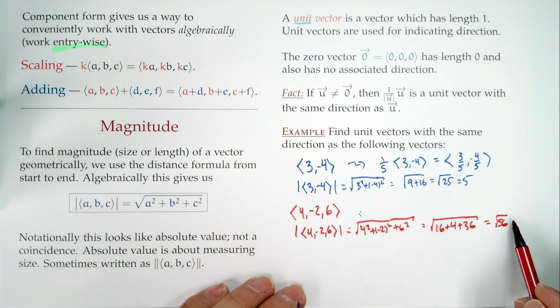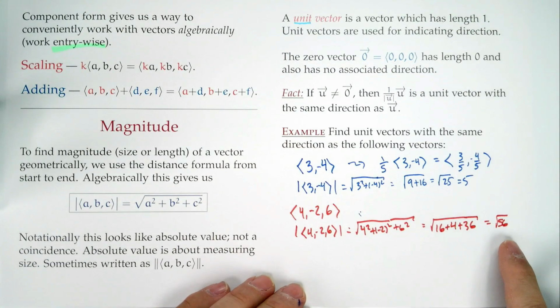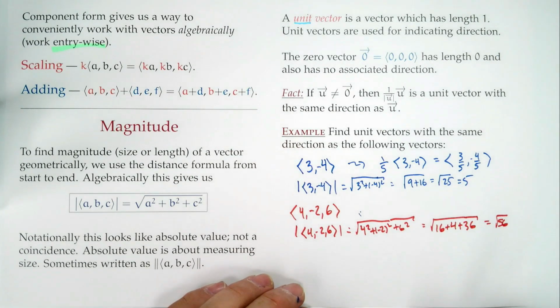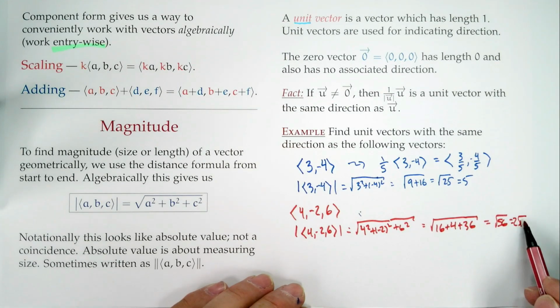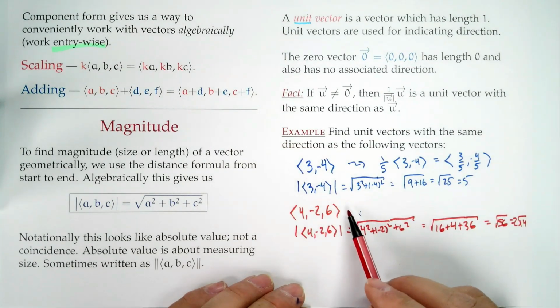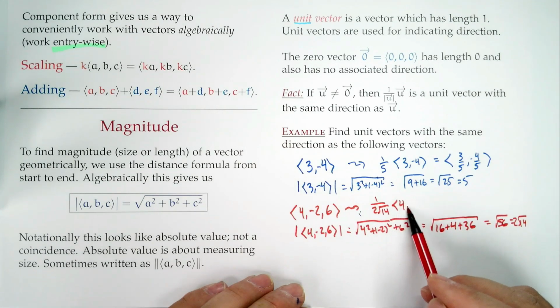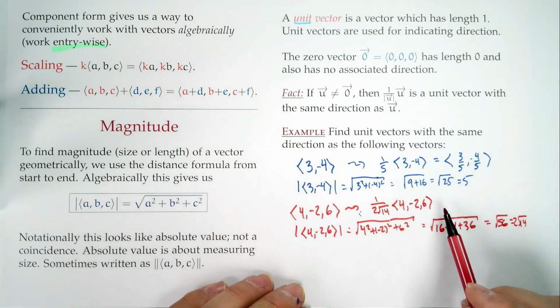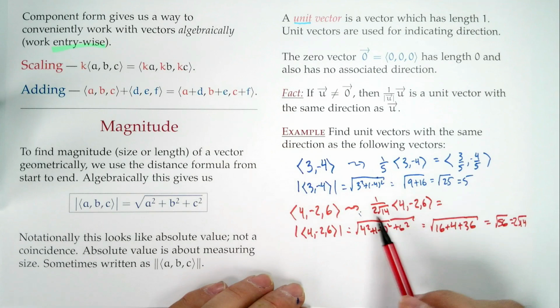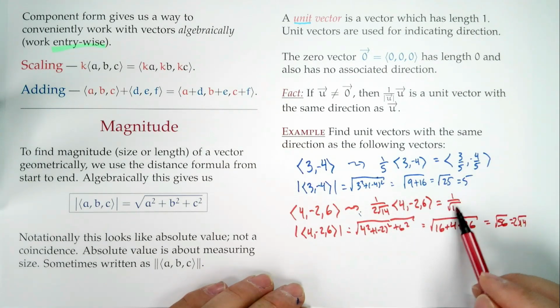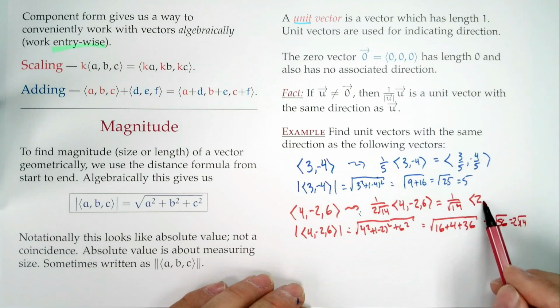Now, if we wanted to, we could be creative. It turns out that 56, that's 4 times 14. I think. Is it? Sure, why not? Okay, so that's 4 times 14. Well, okay, so we can write this as 2 square root of 14. So this becomes 1 over 2 square root of 14 times 4, -2, 6. Well, we could factor out a 2 and say that's 1 over square root of 14 times 2, -1, 3.